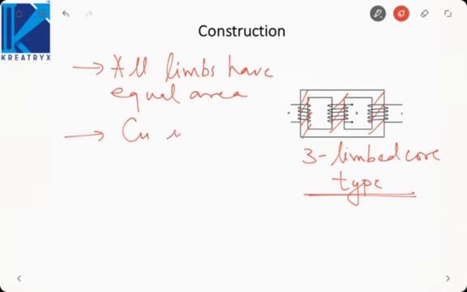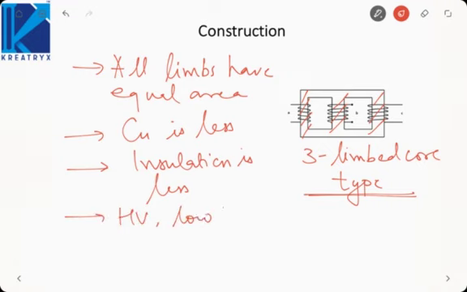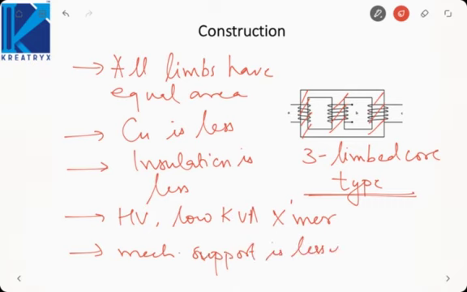Here copper requirement is lesser, similar to the core type transformer. Insulation requirement is also lesser. And it is a high voltage, low kVA transformer. It is used for high voltage and low kVA. Now since the core is surrounded by winding, its mechanical support is less. Similar to our core type transformer, here mechanical support is lesser.